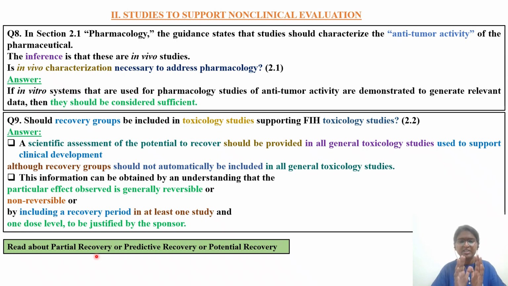So what does that mean? For example, the best example: most of these anti-cancer drugs will cause bone marrow depression or suppression. Once the treatment is stopped and the patient recovers, we already know that bone marrow regenerates. So we need not wait for 100% recovery of the bone marrow. If it is showing some temporal trend towards positivity, like 20%, 30% bone marrow regeneration taking place, it is showing potential recovery.